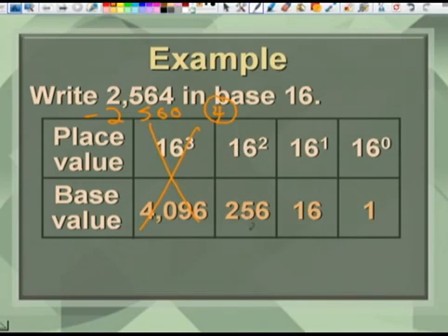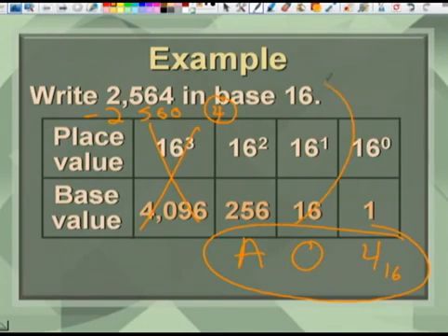So how do I write 10? I can't use a digit for that. I only go to 9. What's the code letter for 10? A. So there's only a 4 left over. Are there any 16s? No. And how many 1s do I have? 4. A04 base 16. By the way, the bigger the bases, the fewer number of digits. Bases smaller than base 10 will have sometimes more digits.